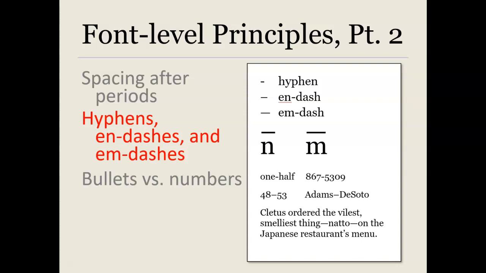How about look up the names Adams through DeSoto in the phone book? Well, this is how it would work. Adams through, that would be the N dash, DeSoto. Then the M dash in the last one. Cletus ordered the vilest, smelliest thing, natto, on the Japanese restaurant's menu. We could have just put parentheses around natto, but instead we used an N dash here. Or excuse me, an M dash, not an N dash, it's an M dash.